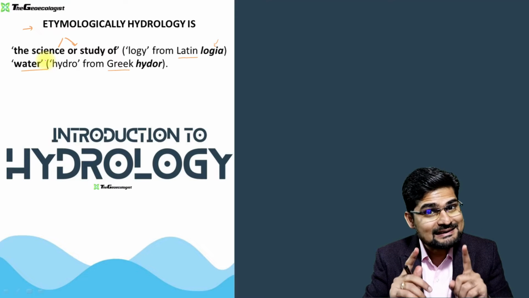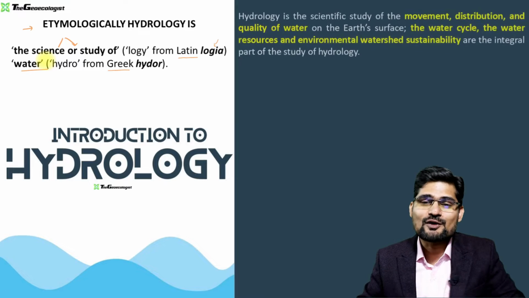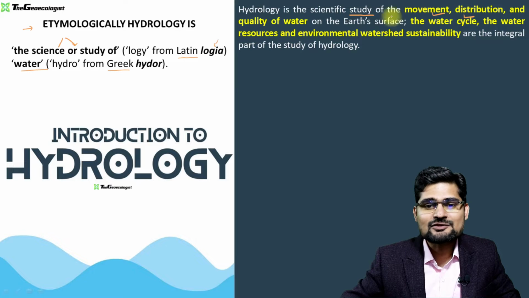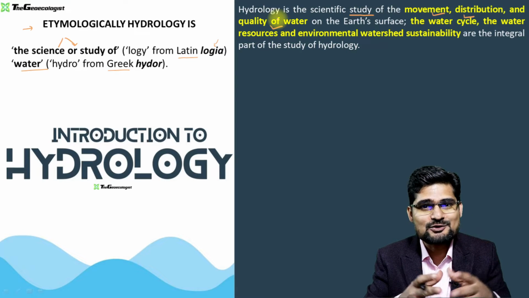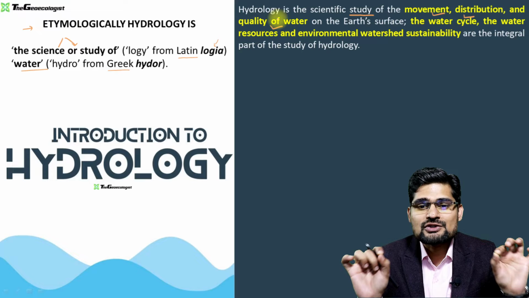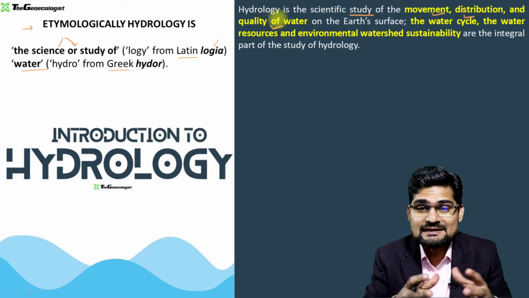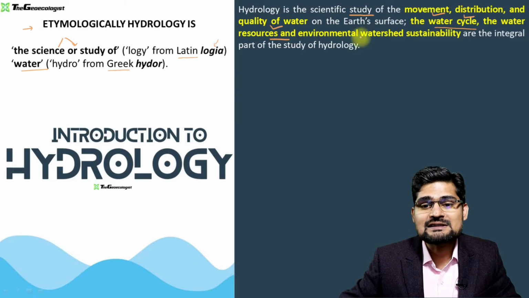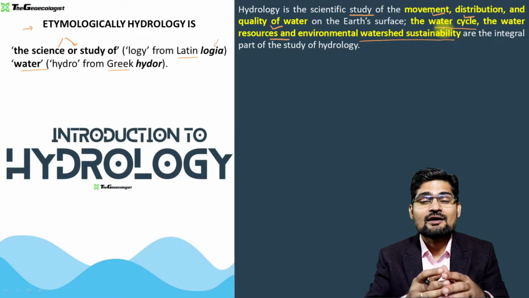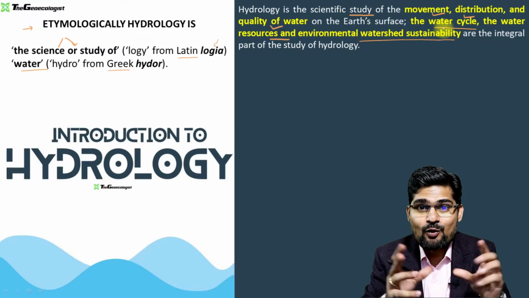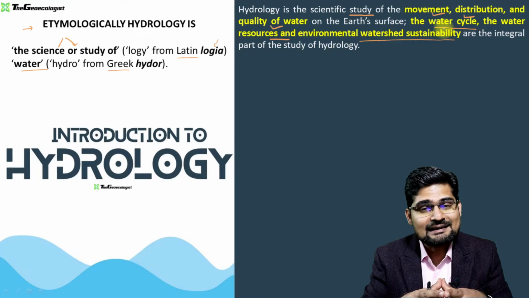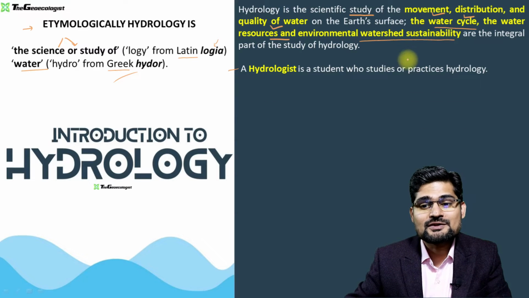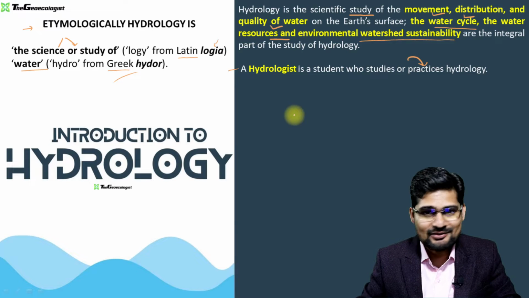But wait, it's not just that simple. In definitions, hydrology is basically a scientific study of movement, distribution and quality of water. Three things you should remember: movement, distribution and quality of water on Earth's surface, and also related to the water cycle, water resources and environmental sustainability, where you see in sustainable development goals, water is the key component, isn't it? And then the question is, who is a hydrologist? Basically, a hydrologist is a student or a person who practices or studies hydrology itself.